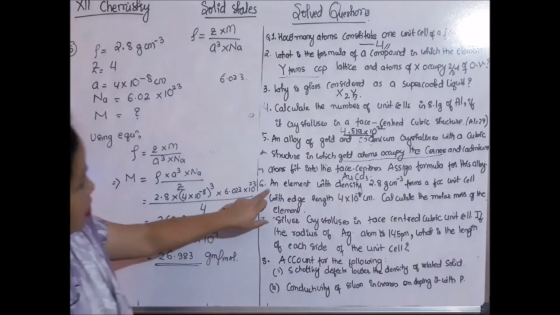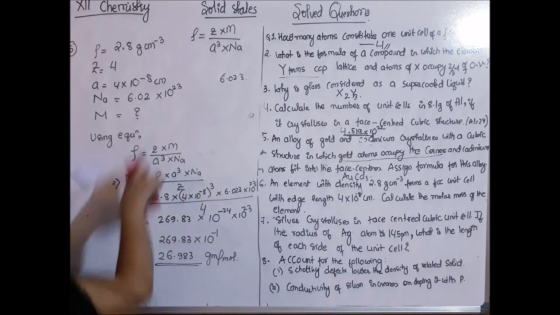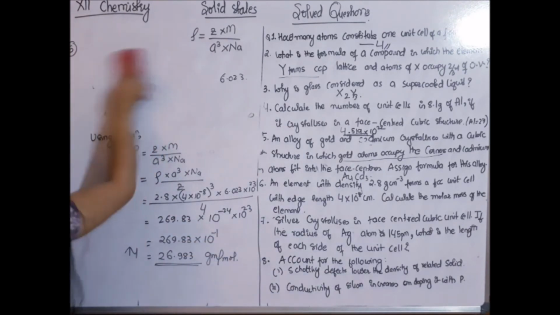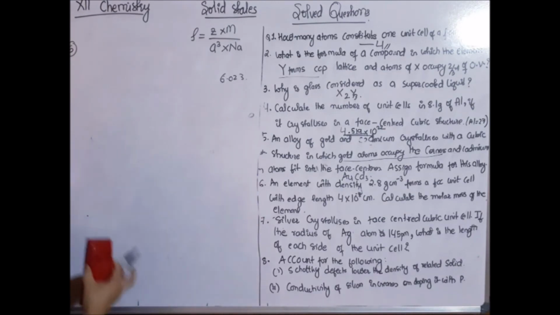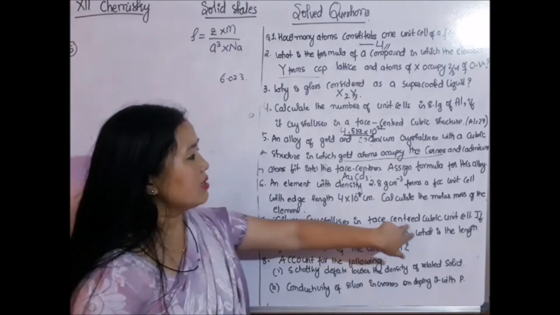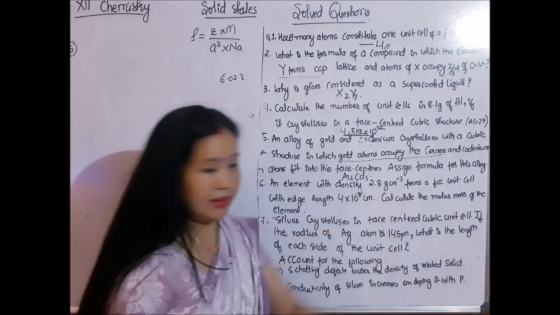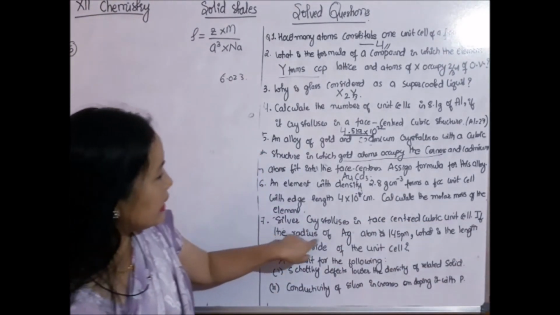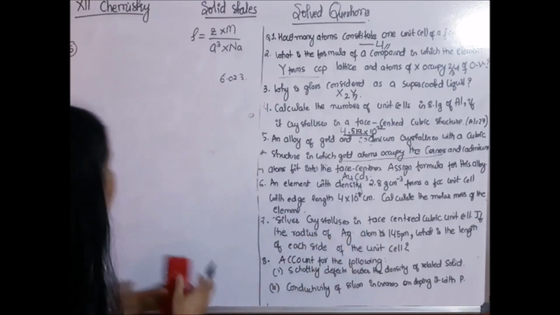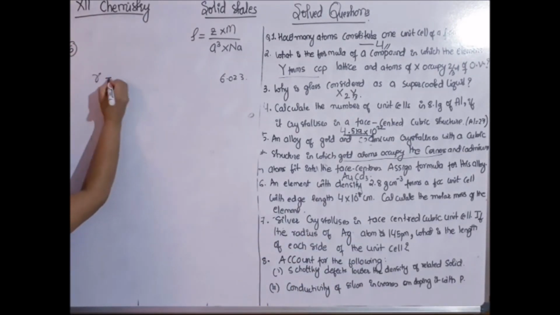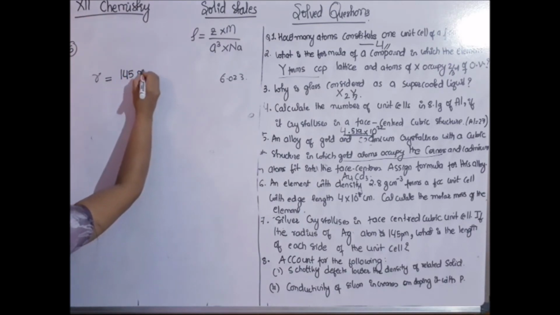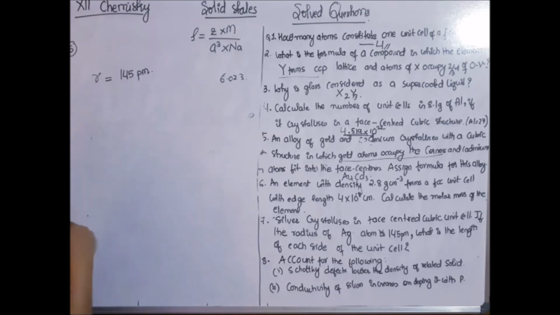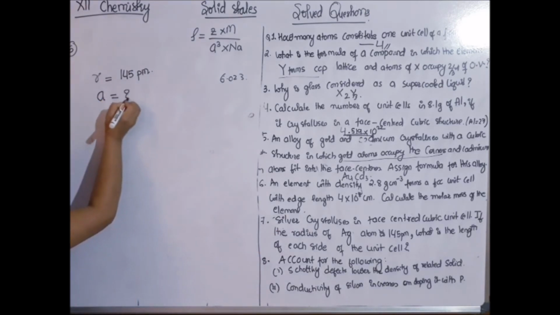Now the next question is number 7. So what is the question? Silver crystallizes in face-centered cubic unit cell. If the radius of silver atom, so what is given? Radius is 145 picometer, and you are asked to calculate the length of side.